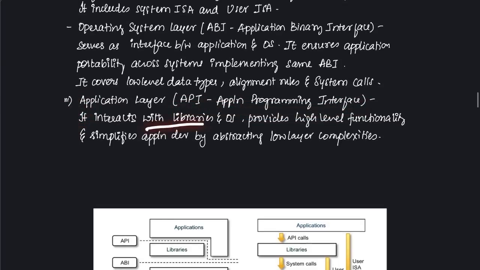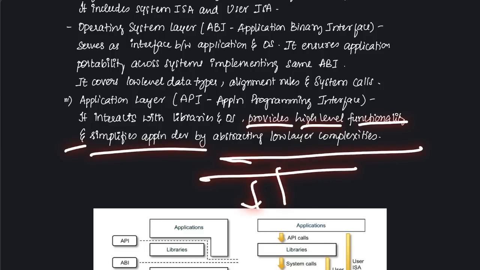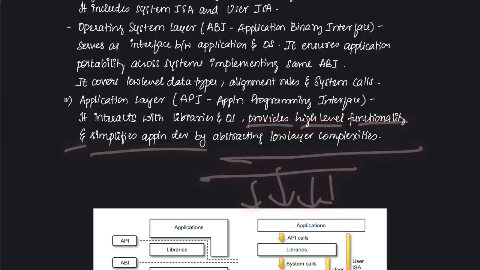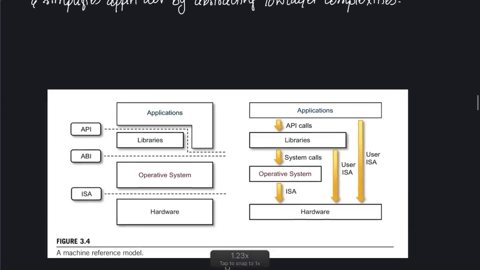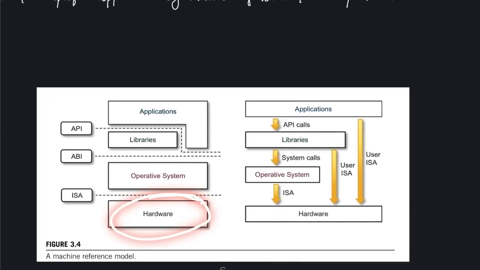It will interact with the libraries and operating systems, and after that it will provide high level functionality and simplify the application development by abstracting the low level complexity, that is, covering up the low level complexities. So here if you look at the figure, we have hardware first. Hardware refers to the physical resources: processors, CPU, memory and all of that. Both host and guest systems will ultimately rely on the physical hardware, but through different abstraction layers which are provided here.